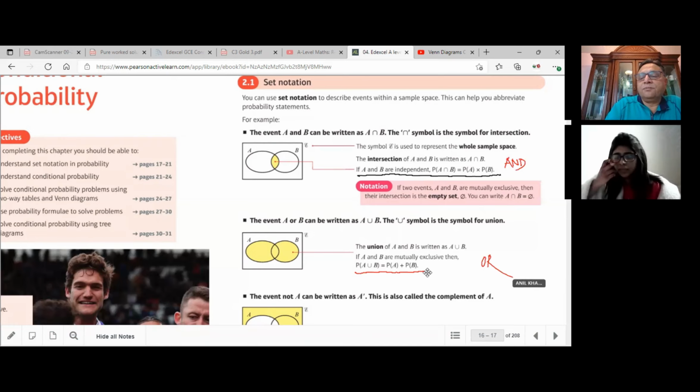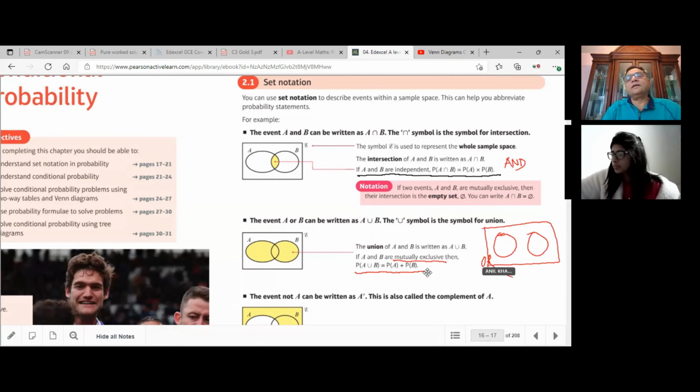Mutually exclusive means the diagram should be like this, let me draw it on the side. If I draw two circles like this, then they are mutually exclusive. They have nothing in common. If they're independent, do they have something in common? No, independent is irrespective of that. Independent is like throwing a dice and then spinning a spinner. These two are independent events.